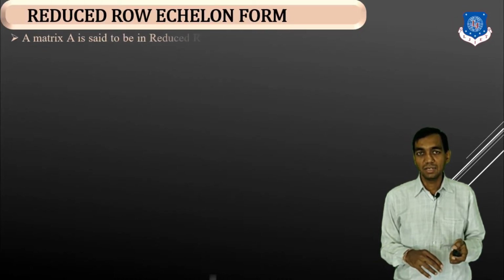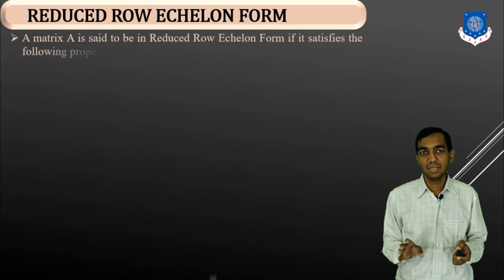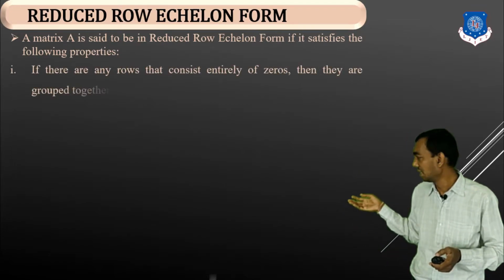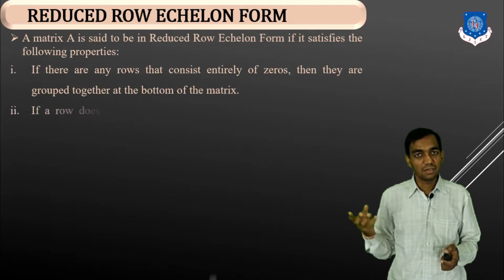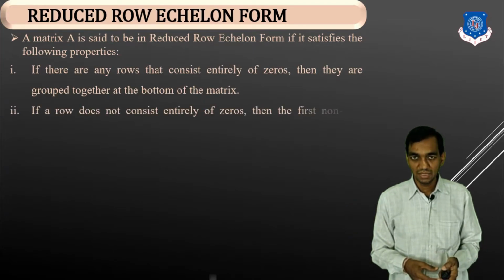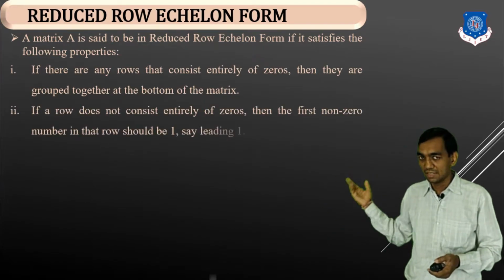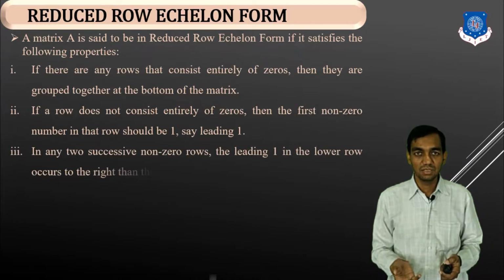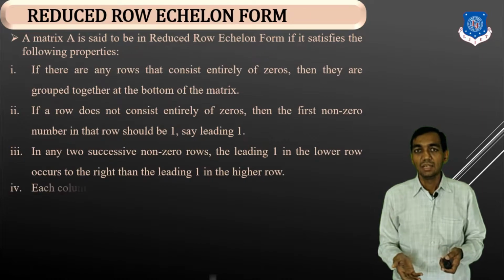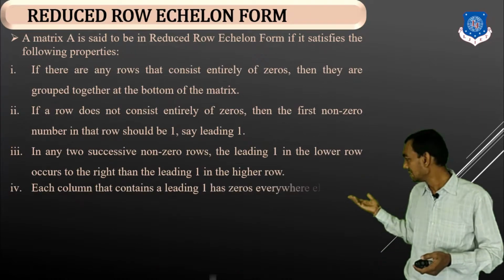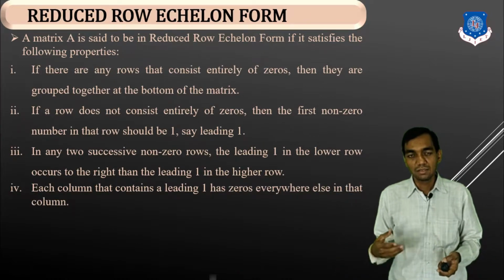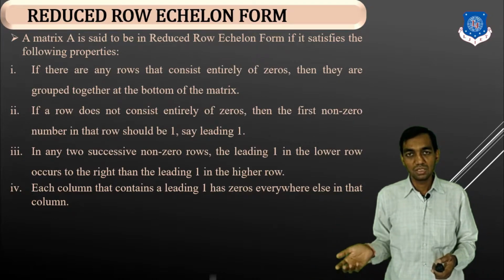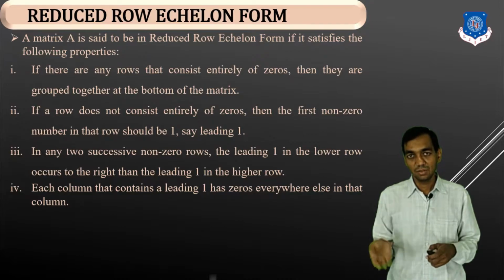In a reduced row echelon form, the first three conditions remain the same. That means if there are any rows consisting entirely of zeros, then they are grouped together at the bottom of the matrix. That is the first condition. Second, if a row does not consist entirely of zeros, then the first non-zero element must be 1 and we call it a leading one. Third condition: in two successive rows, the leading one in the lower row is further to the right than the leading one in the upper row.